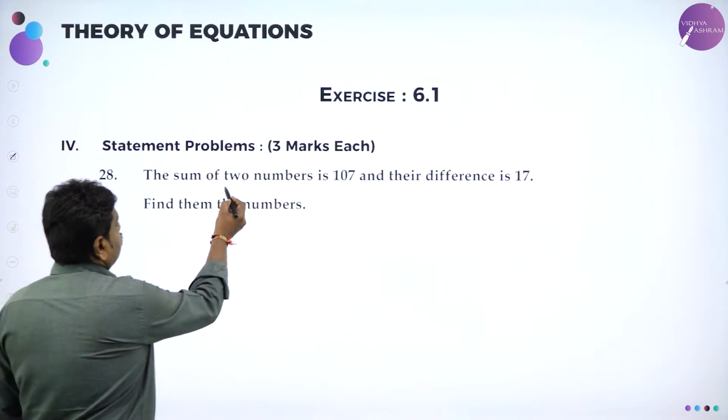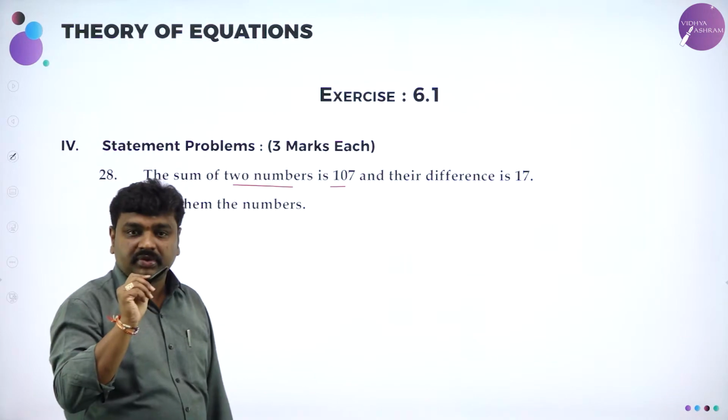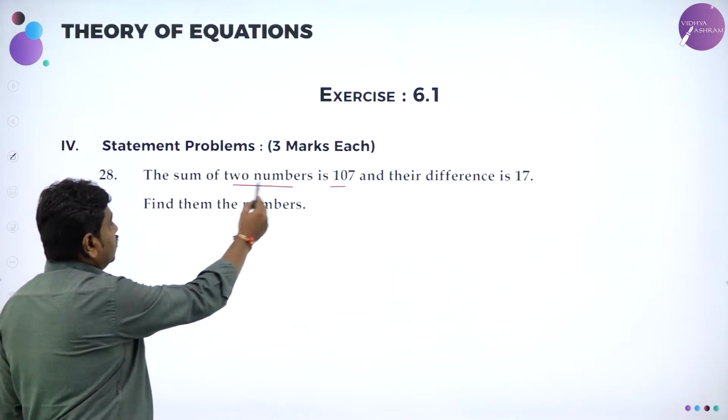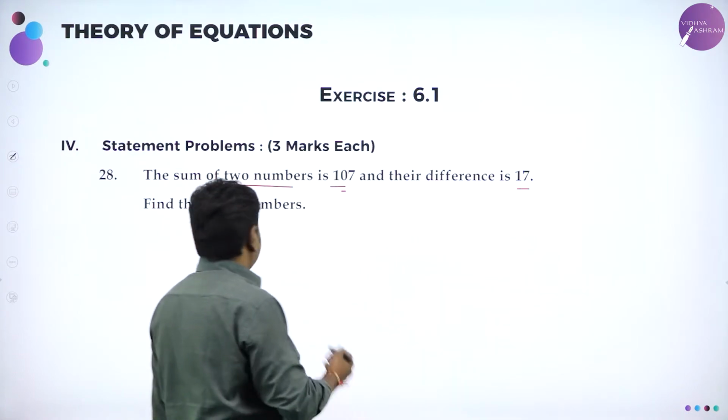Next, the sum of two numbers is 107. They are not telling consecutive numbers. Read this carefully. The sum of two numbers is 107, and the difference is 17. Find the numbers.